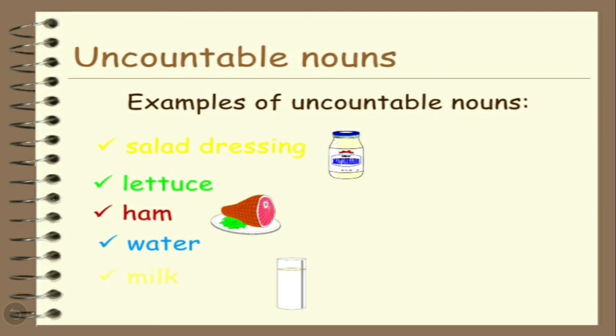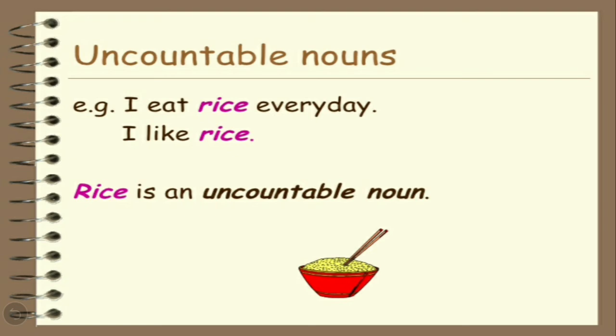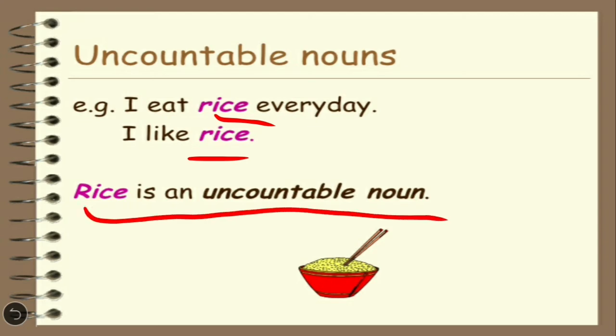Now, few examples of uncountable nouns: lettuce, ham, water. So, these are the few examples of uncountable nouns. Like, for example, I eat rice every day. I like rice. So, what is the rice here? Rice is an uncountable noun because we cannot count the number of rice.